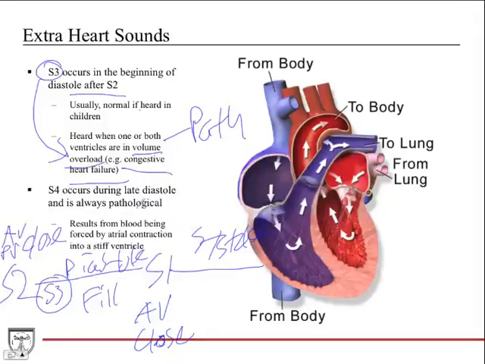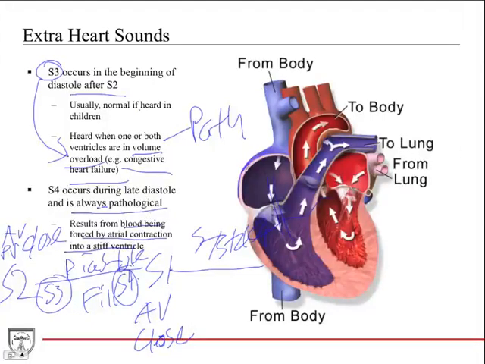Then S4 happens in late diastole. So we're going along, ventricles are filling, and we're down in this later portion of diastole. Both S3 and S4 happen during the filling phase. S3 because the ventricles are already overloaded, so you have blood splashing in here and splashing up against the ventricles. S4 is always pathological. If you hear it in a child, if you hear it in an adult, it doesn't matter, it's always pathological. And it results from blood being forced by atrial contraction into a stiff ventricle.